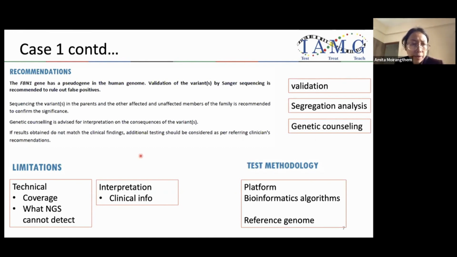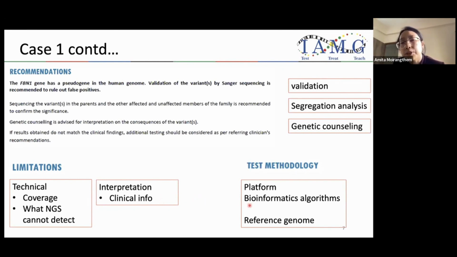Then they will write about the limitations, which is mainly the technical limitations in terms of coverage issues, where all the target regions might not be covered satisfactorily. And basically it tells you what NGS cannot detect. Like they will tell exome sequencing cannot detect large structural variations, triplet repeat disorders, variants in non-coding regions, etc. Then interpretation limitations might also be there in the form of inadequate clinical information, which limits the appropriate interpretation of the results.